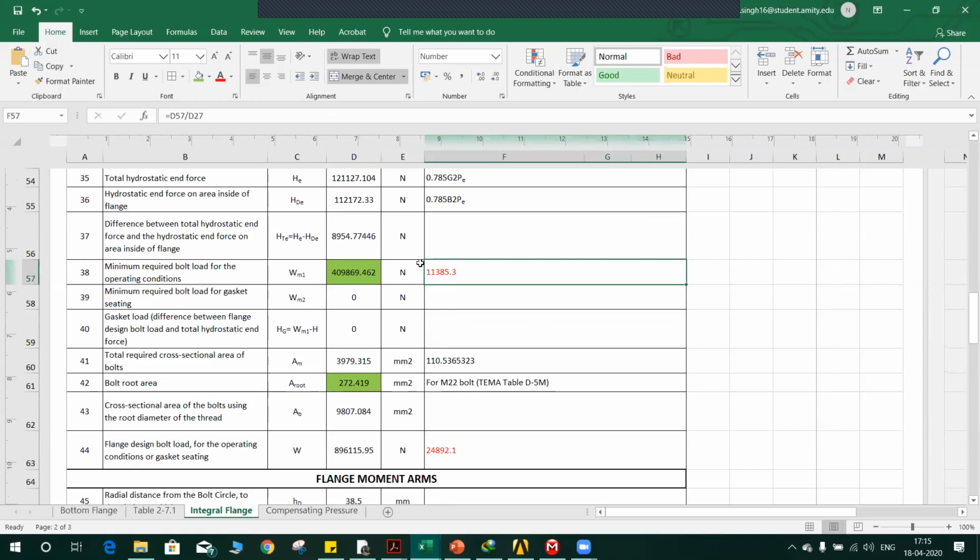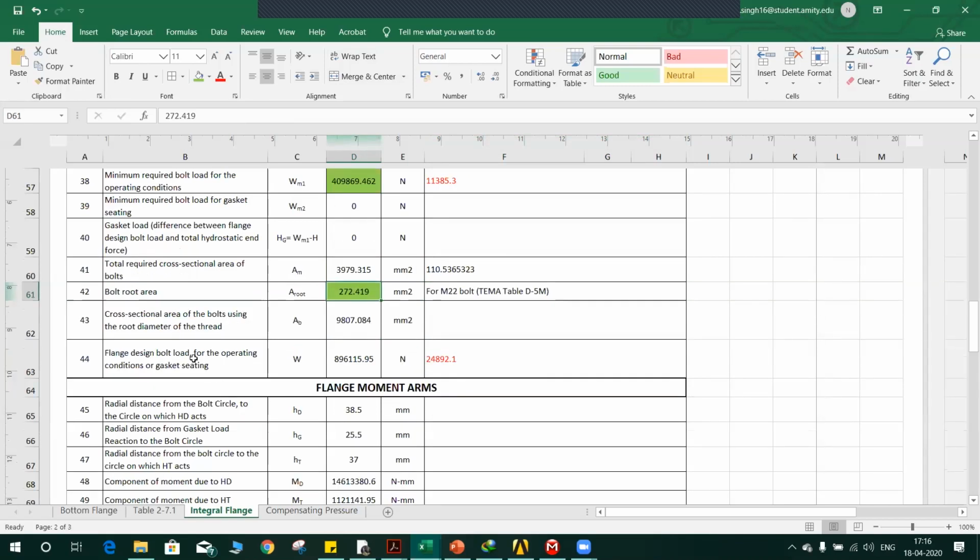So per bolt I need a total force of 11,000 newtons. Now, having a safety margin, I have taken M22 bolt. So the required bolt area I needed was around 4,000 mm square. So per bolt I needed 110 mm square of bolt area. So I have taken M22 bolt size, which is giving me around 272 root area, which is roughly 2.5 times. That is a safety margin of 2.5.